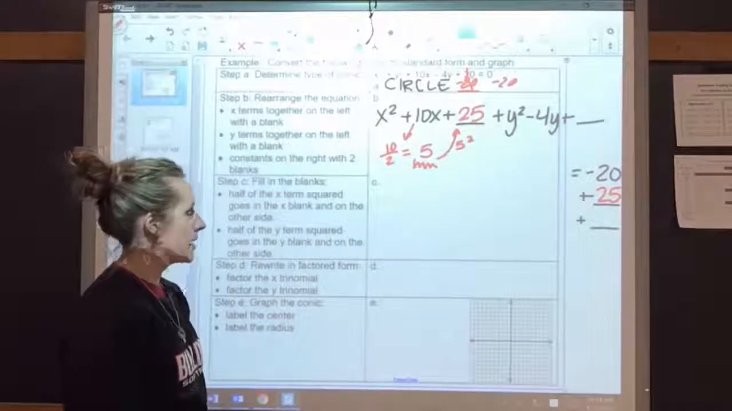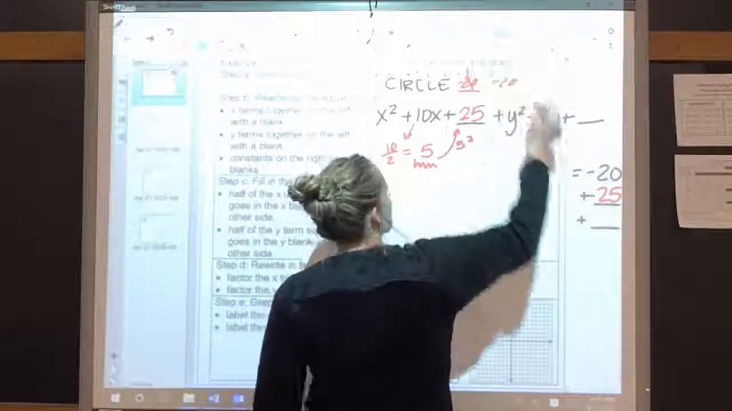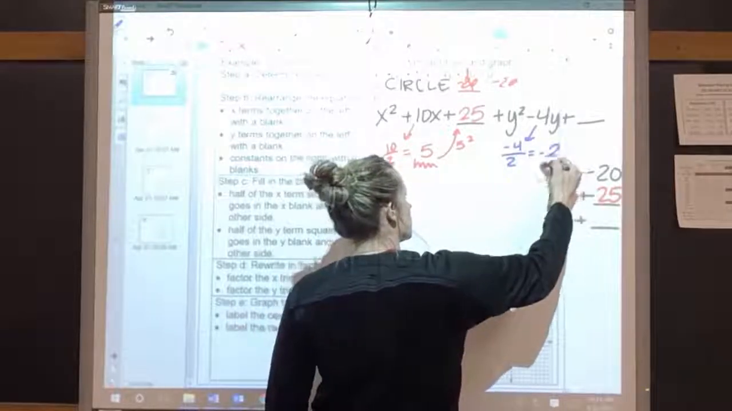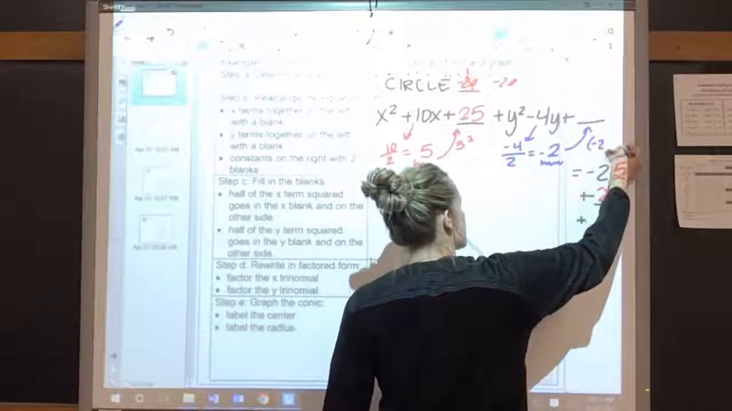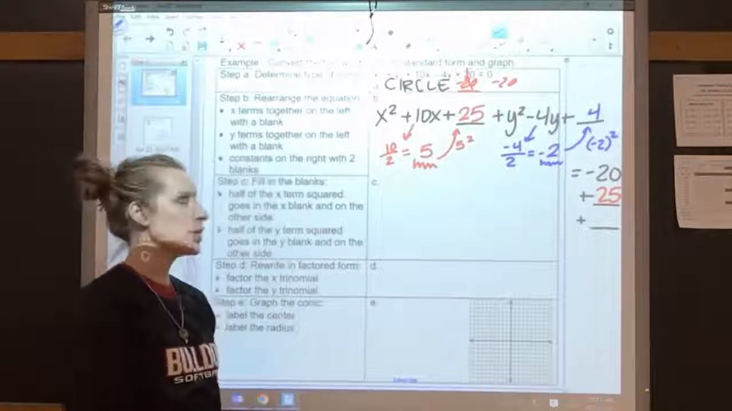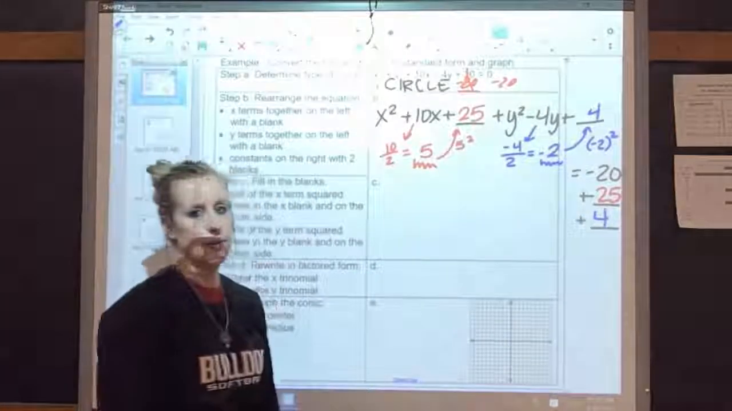All right, on my y's, if I take that middle term and I cut it in half, I get negative 2. And if I square that, negative 2 squared is positive 4. Okay, so plus 4 will go in that blank. Same on that right side, plus 4.